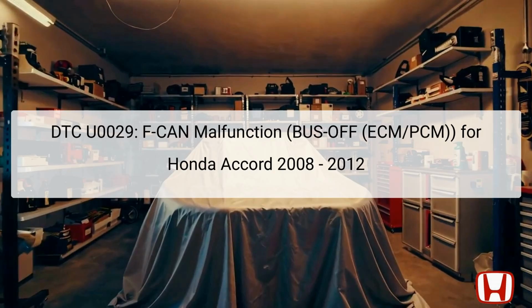The FCAN, or fault CAN, is critical for transmitting data between different electronic control units. A bus-off status signifies that the communication line has become inactive or interrupted. Understanding this error and its implications is crucial for maintaining the proper functioning of your vehicle's electronic systems.